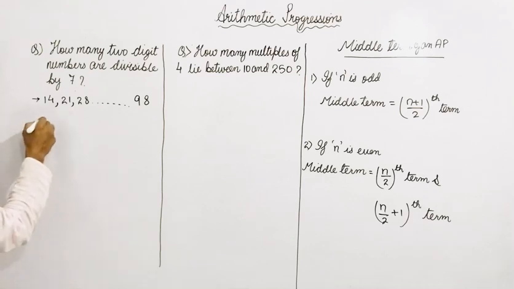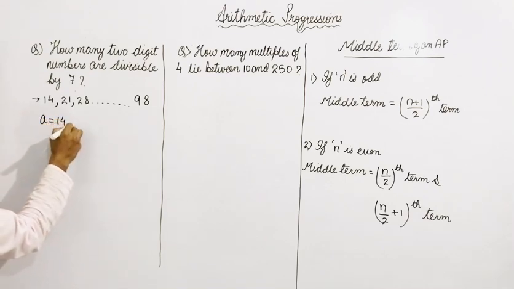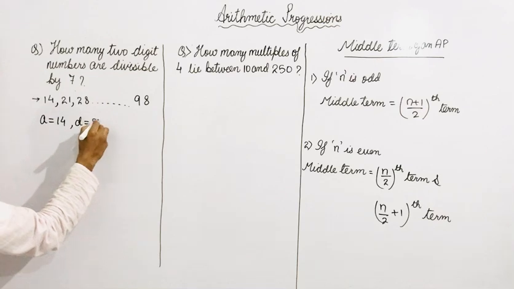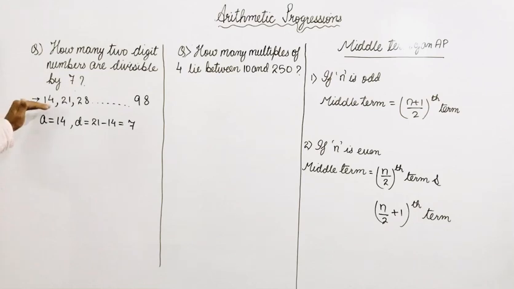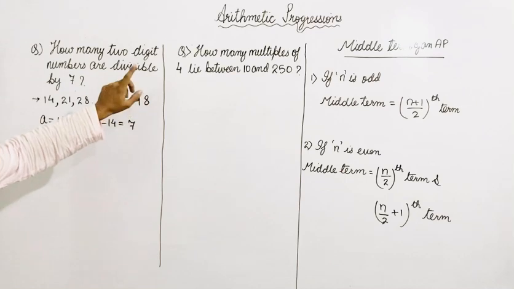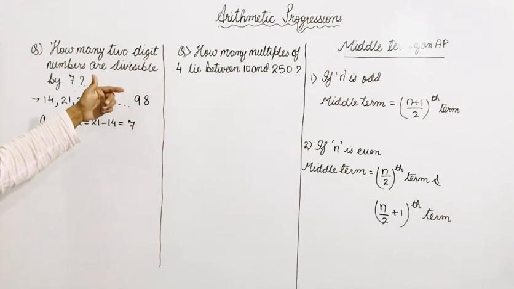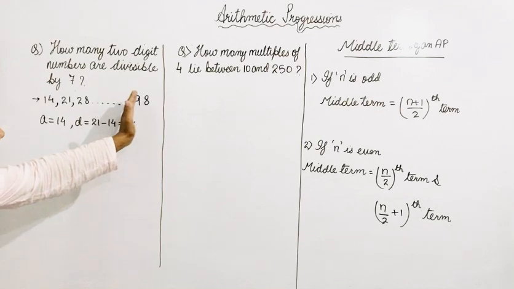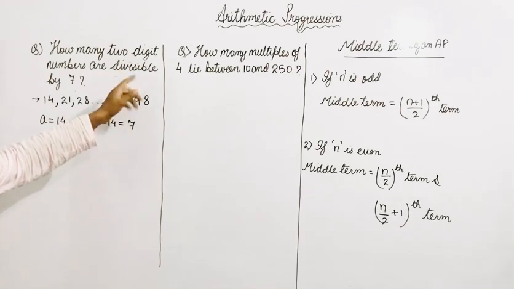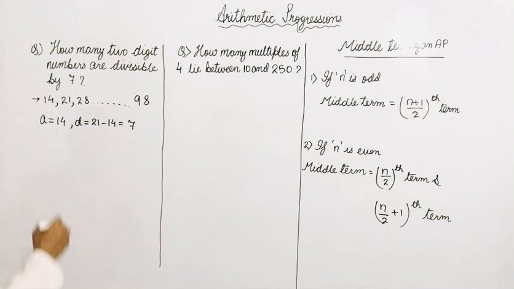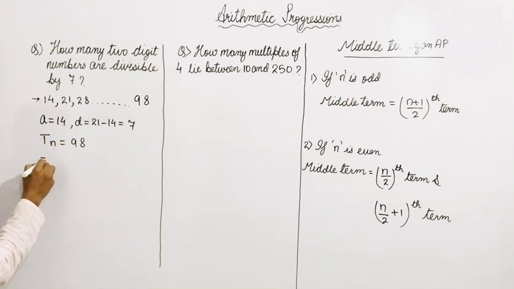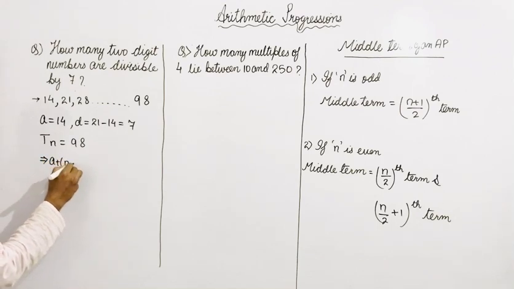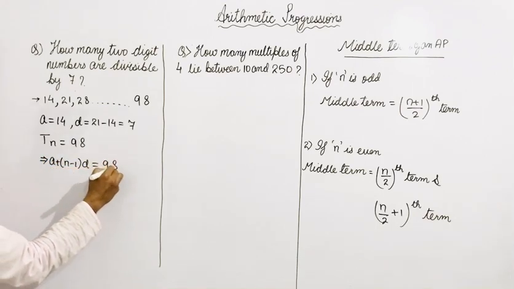So from here you get one thing: a equals 14, d equals 21 minus 14, that is 7. And when we have constructed an AP, we get to know that 98 is the end term of that AP. So in order to find how many terms are there in this AP, we take the end term as Tn, like we have done in the previous one. So Tn equals 98. What is the formula of Tn? It is a plus (n minus 1) into d equals 98.